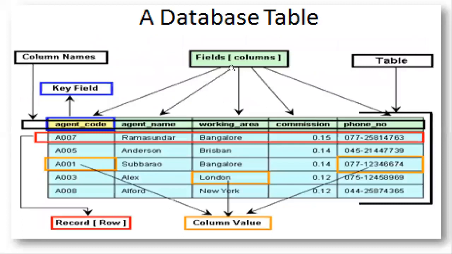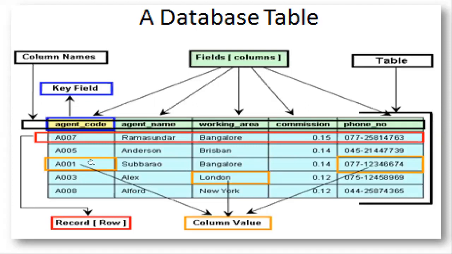And here is a database table. This is what we call a table. A table is in the form of rows and columns. The columns are in the vertical direction. Whatever you see here, agent code, agent name, working area, commission, and phone number, these are all called a column, or field, or otherwise an attribute. There are different names we use: you can call it a field, an attribute, or a column.